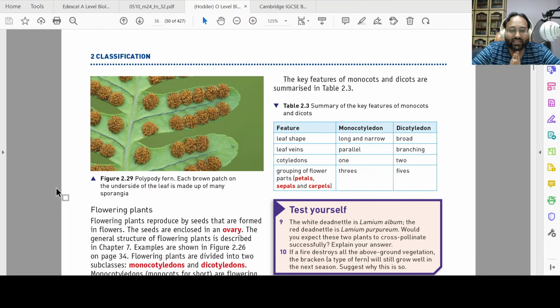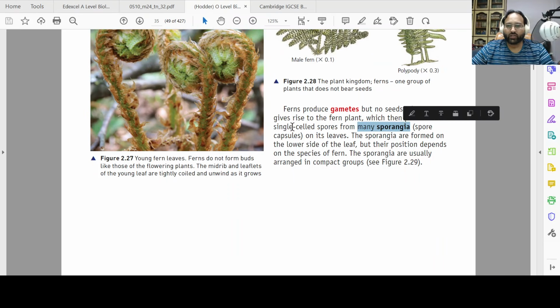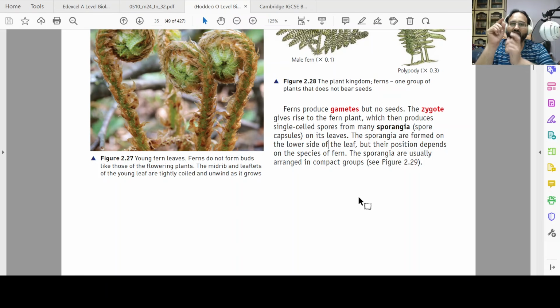And what is this called exactly? Sporangia. So the sporangia release spores. And what's the zygote again? The zygote is when the male and female gametes combine. That is called the zygote.